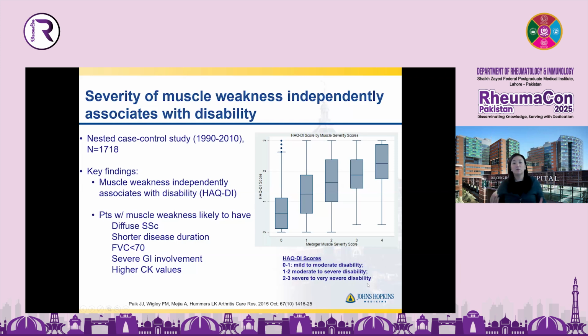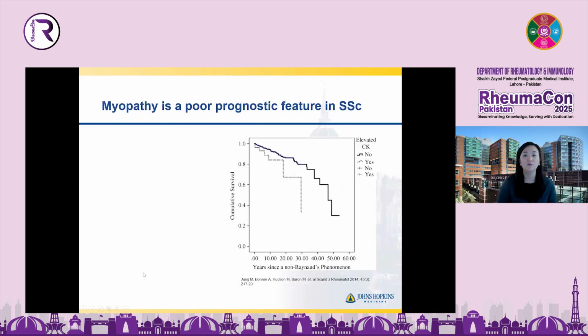And you might say, oh, this is not surprising. But I think, yes, it's not surprising, but it really cements the fact that these patients with muscle disease can have as much disability as someone with severe skin disease if they're not appropriately treated. And I think this is very important so that we can actually institute treatment if we can. So what are the clinical features of these patients who had muscle involvement? More diffuse scleroderma, shorter disease duration, more lung involvement, and obviously higher CK values.